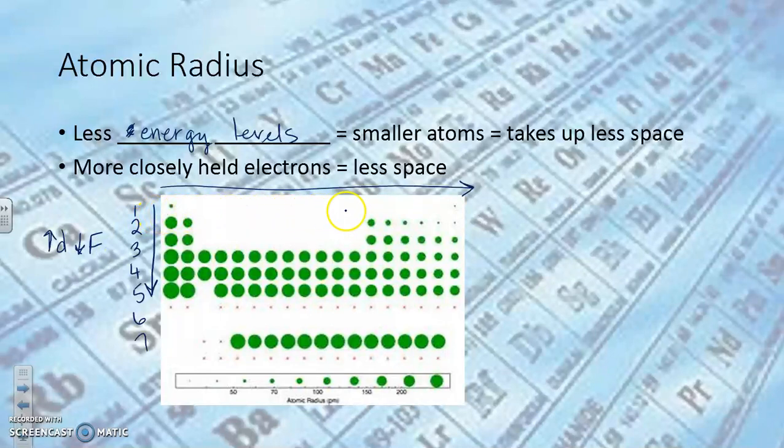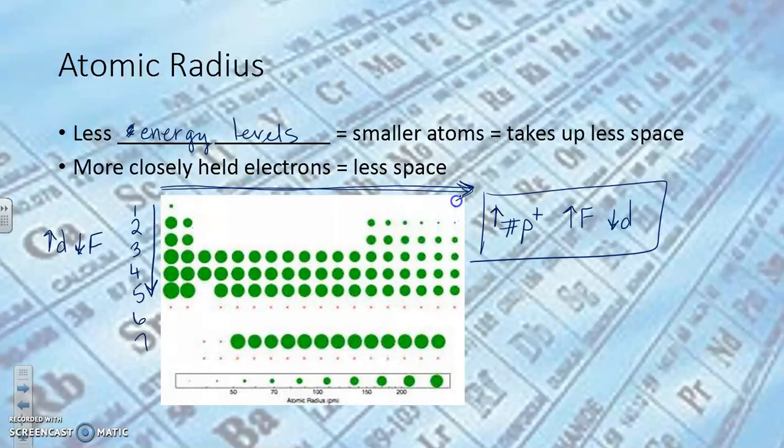Right? As we go across, what's happening? We're increasing the number of protons. What did we say happens when we increase the number of protons? We increase the force. If we increase the force, what happens to the distance? The distance gets smaller. Oh my gosh, look, it's all related. So it gets smaller because there's that pull from the nucleus that's pulling those electrons in closer. All right, so the trend, as you go down, it gets bigger. As you go across, it gets smaller.